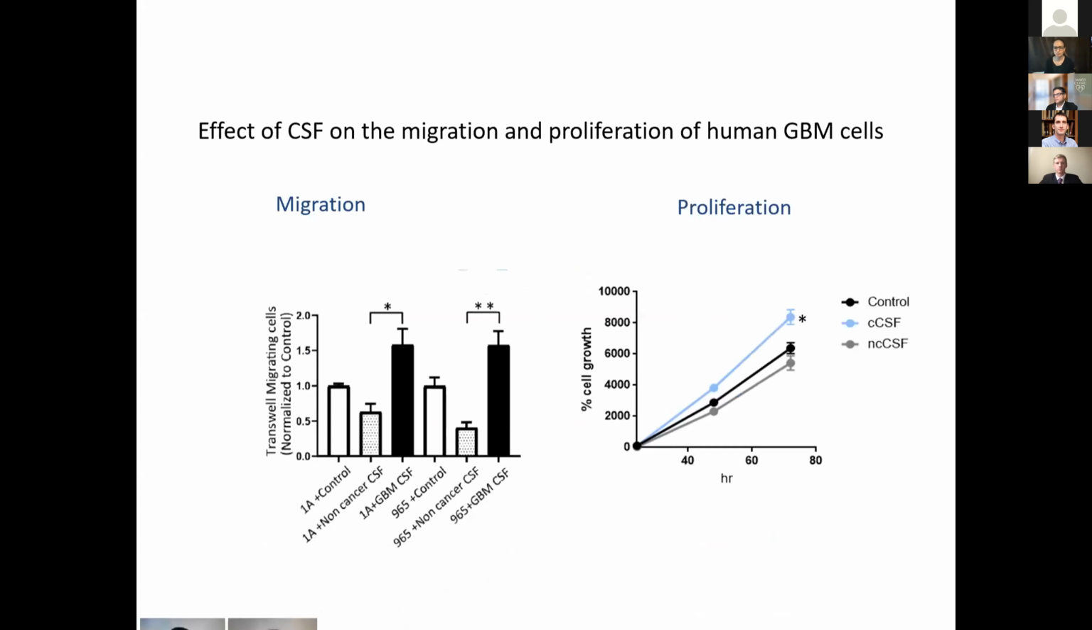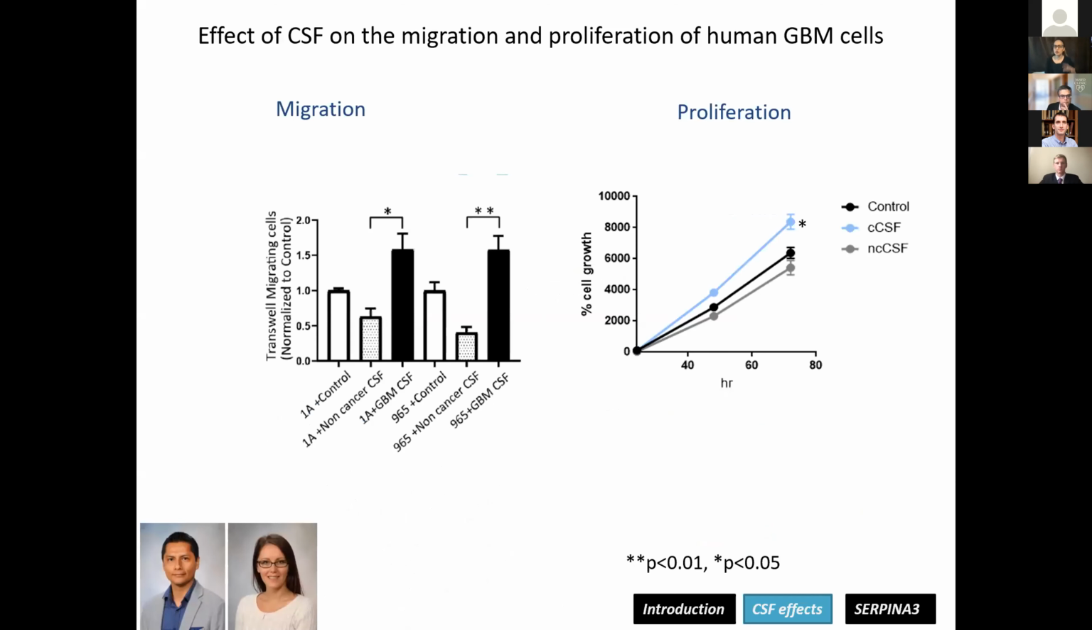So I'm going to be showing the results of our project on what the factors involved in increasing the malignancy of periventricular GBMs are. With those facts in mind, we started elucidating the role of the cerebrospinal fluid in cancer cells. Our first approach was to analyze how the cancer and non-cancer cerebrospinal fluid affected the migration and proliferation of cancer cells.